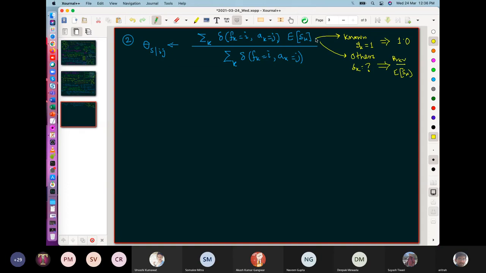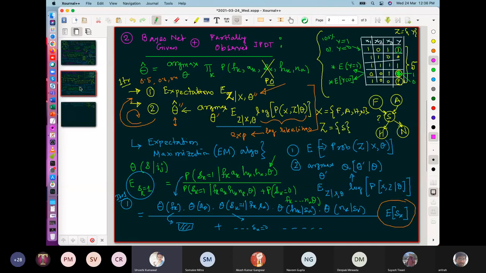Clear? Yes. Sir, can you go on the previous page? Can I repeat, or? Sir, can you please move to the previous page once? Yes.